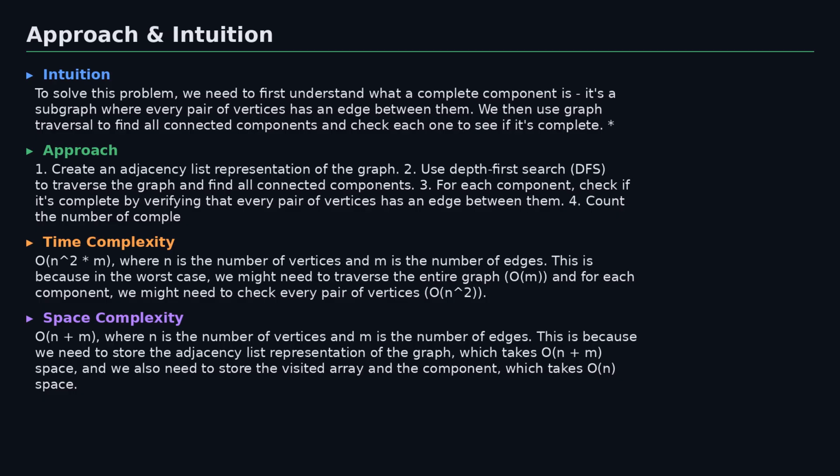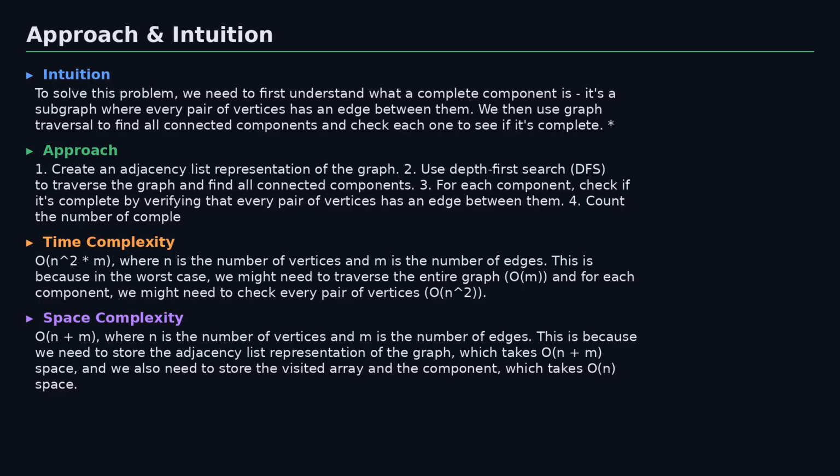Now let's walk through the approach. First, we need to create a representation of the graph. We'll use an adjacency list for this. Then we'll use depth-first search to traverse the graph and find all connected components. For each component, we'll check if it's complete by verifying that every pair of vertices has an edge between them. If it is complete, we'll increment our count. We'll repeat this process until we've traversed the entire graph. So let's take a look at the code.